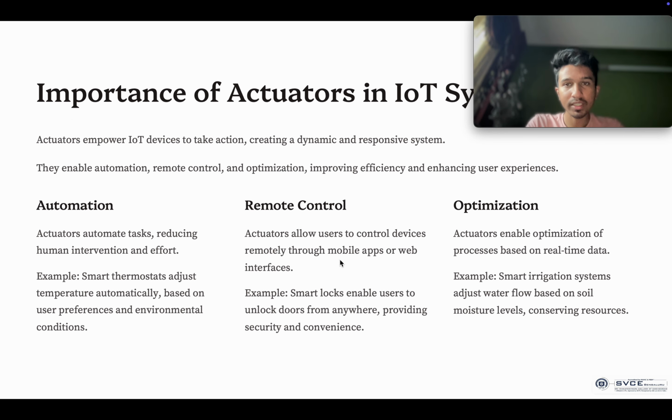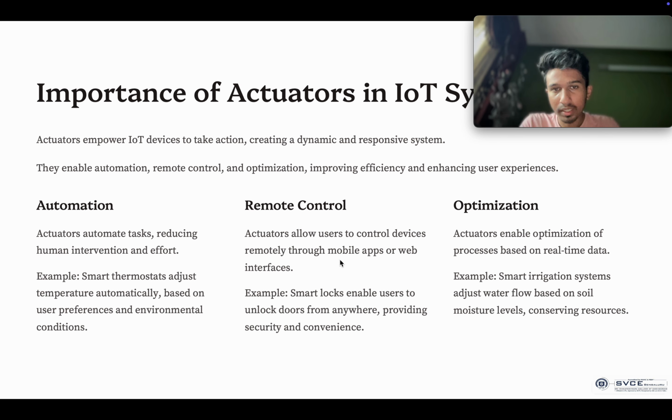Importance of actuators in IoT systems. Actuators empower IoT devices to take actions, creating a dynamic and responsive system. They enable automation, remote control, and optimization, improving efficiency and enhancing user experience. Automation: actuators automate tasks, reducing human intervention and effort. Example: a smart thermostat adjusts temperature automatically based on the user's preference and environmental conditions.